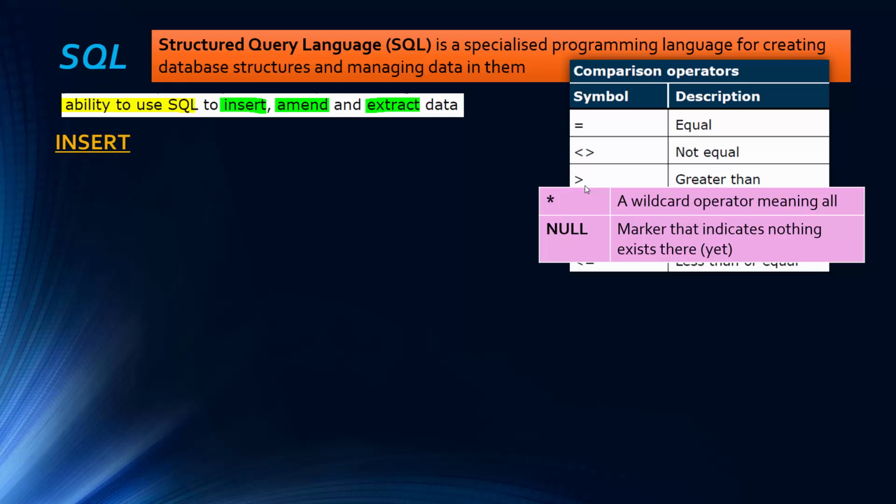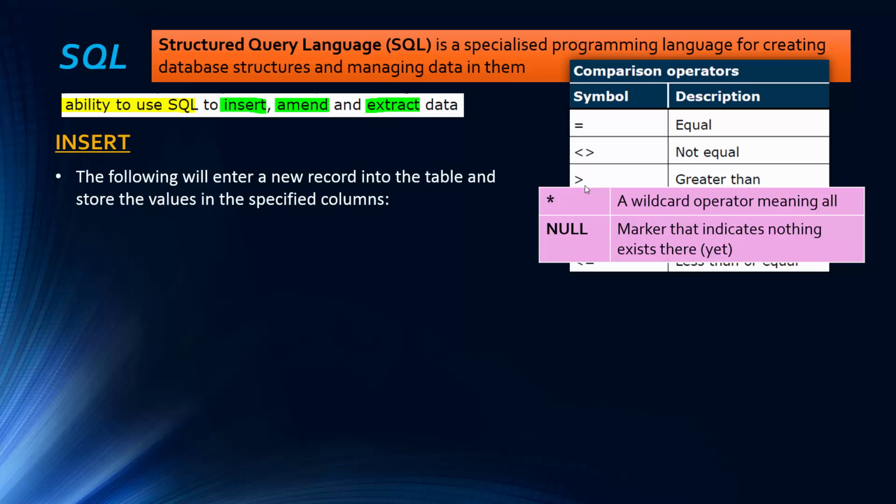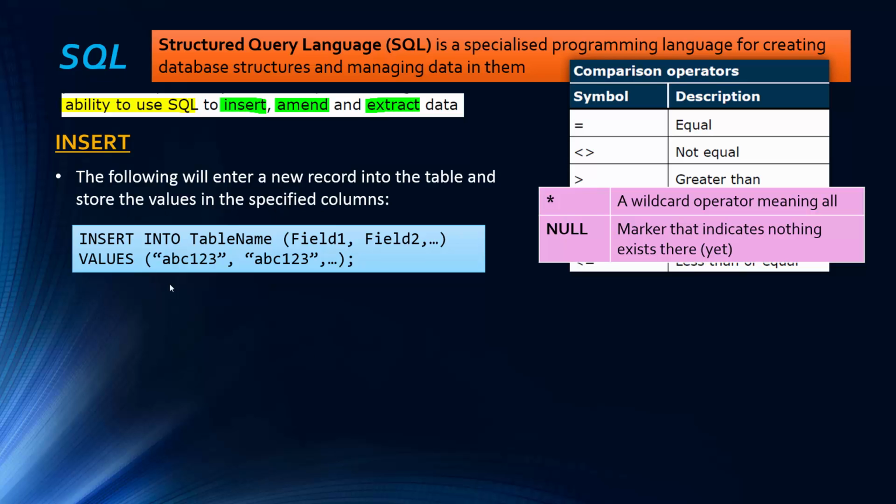The first one we need to look at is insert, and this is going to enter a new record into the table and store the values in the columns. This is a generic example. The first thing we can say from this, and you're potentially going to have to replicate this in the exam, is that INSERT INTO is in capitals, as is VALUES, and we have our semicolon at the end of our total block of code.